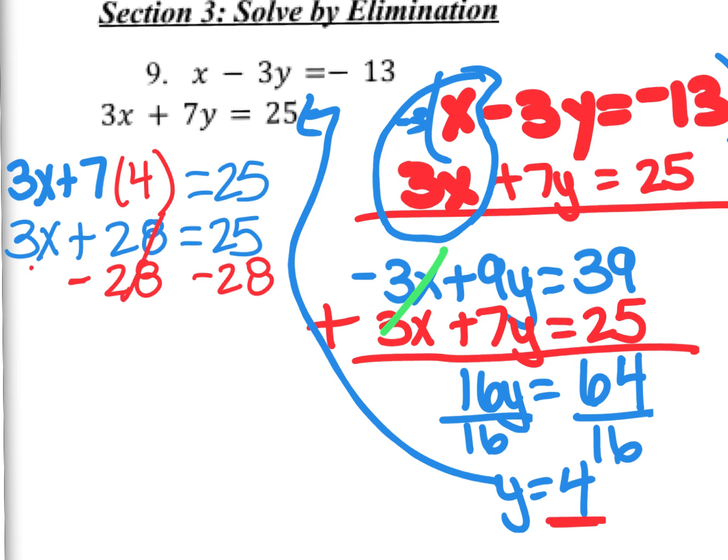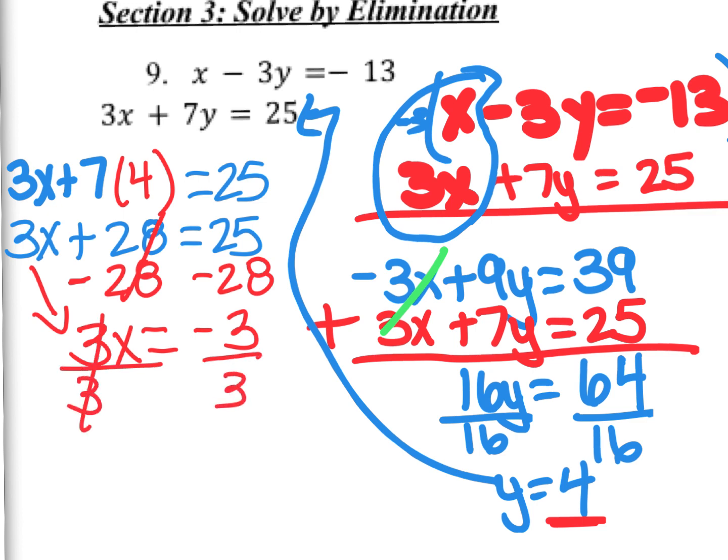Those cancel out. I haven't touched my 3x yet, so I'm bringing that down. And then 25 minus 28, you got it, negative 3. And then my last step, because we do want x by itself, I'm going to divide by 3, and I have x equals negative 1. So the solution to this system is written as an ordered pair, negative 1, comma 4.